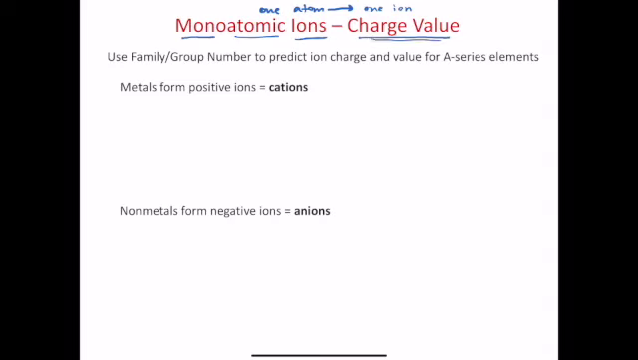So the way you predict the charge, whether it's plus or minus, and the value, such as +1, +2, +3, and so on, is you can predict the charge and charge value for the A series elements by using the family number, the group number that's at the top of the column, the vertical column, and this is for families 1A, 2A, 3A. Those are the A series, okay? And then you jump over, you have 3A, 4A, 5A, 6A, 7A, 8A, okay?